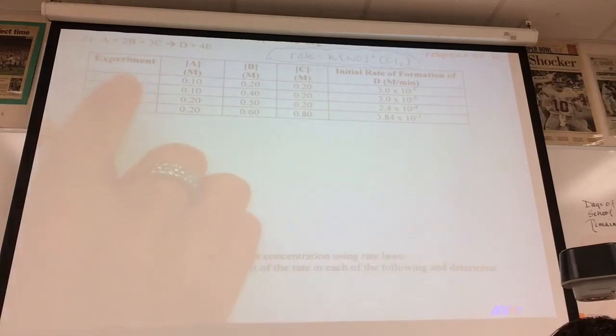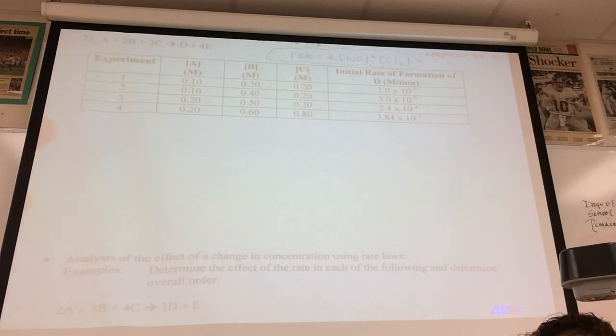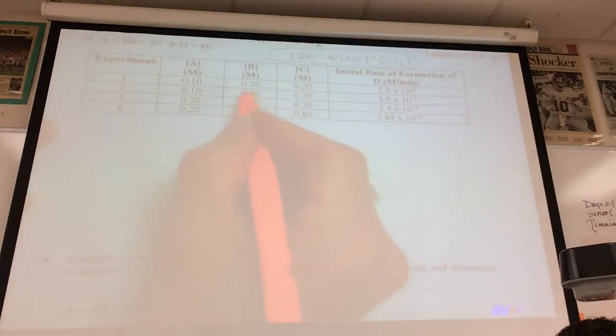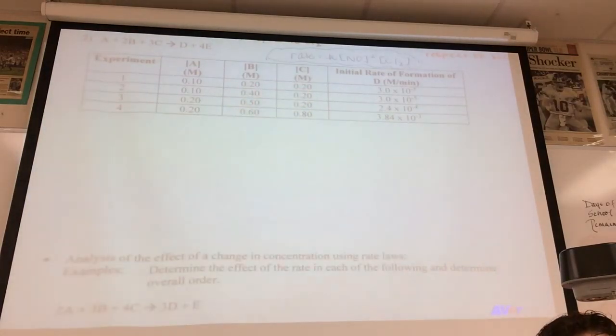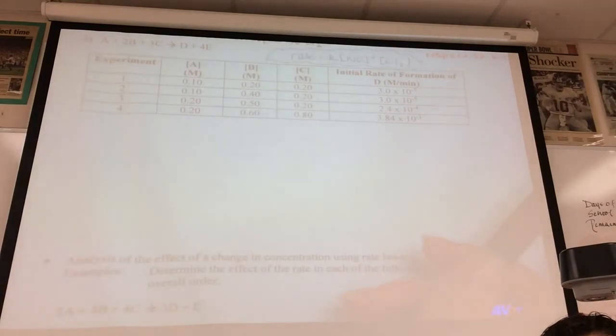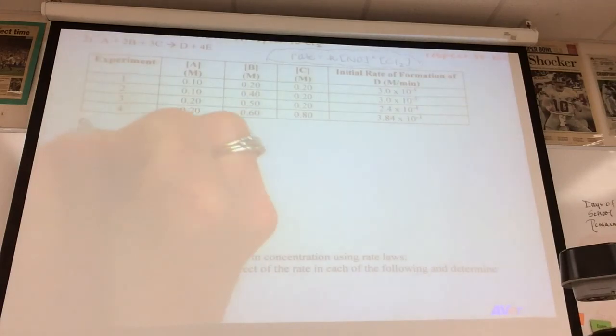So here we've got 4 experiments, and we have 3 reactants. Changing concentration, we're looking at the effect on the rate. One thing that pops out at me right away is that B can't be held constant. So I'm going to try and figure out its order right away to see if there's something about B that makes the problem a little simpler. So I want to figure out the effect of B.